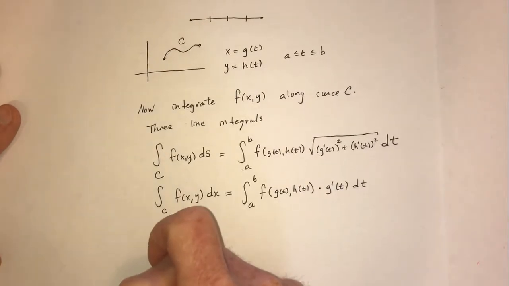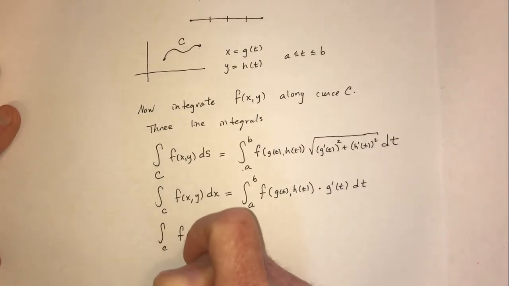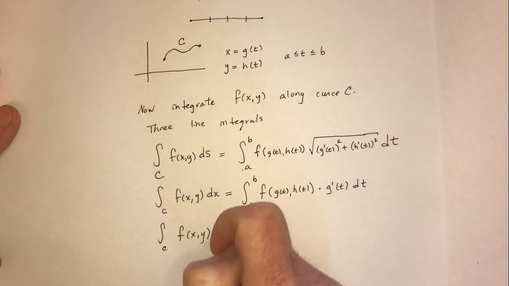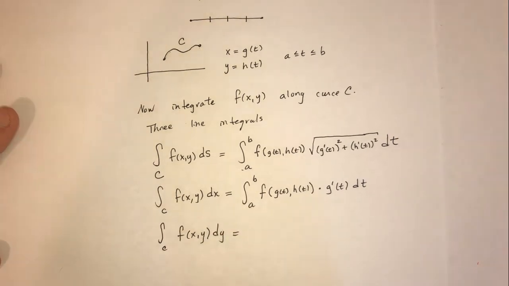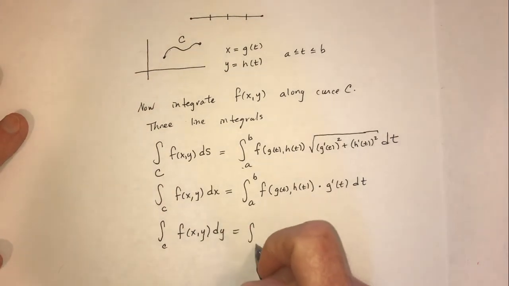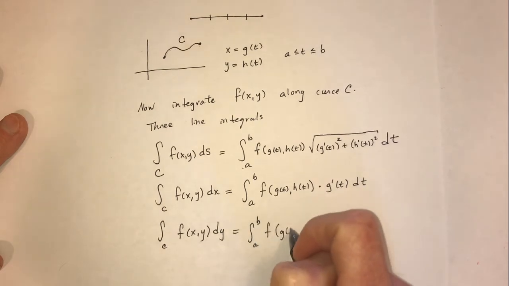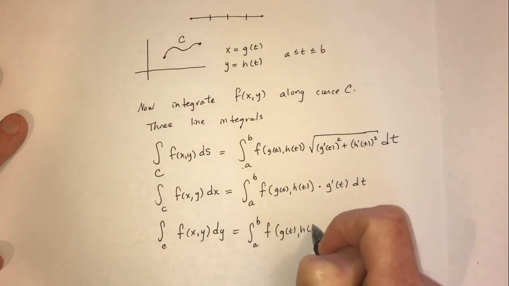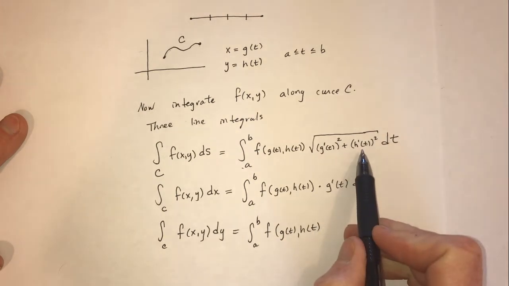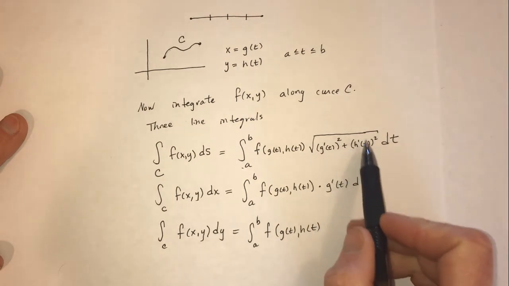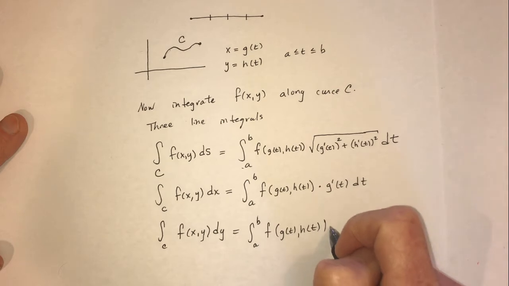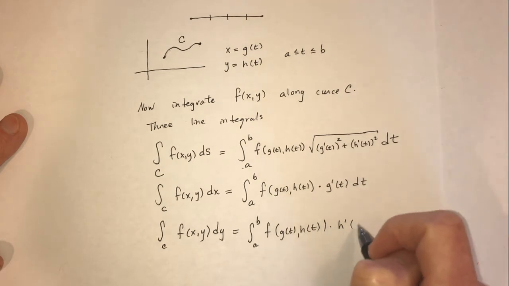Likewise, if you only wanted to know information in the y direction, then it's going to be almost exactly the same, except we're going to just be using this part. And then the square and the square root will cancel each other out. So it's times h prime.